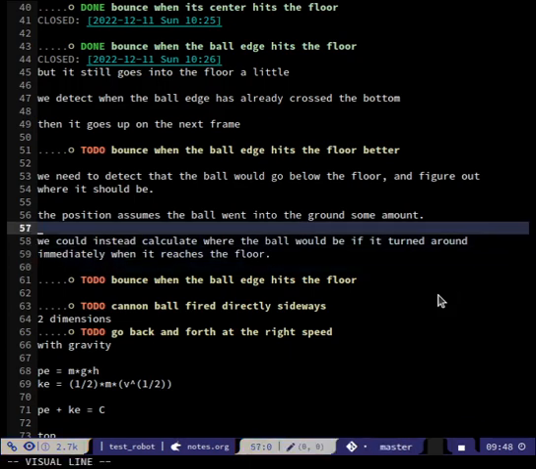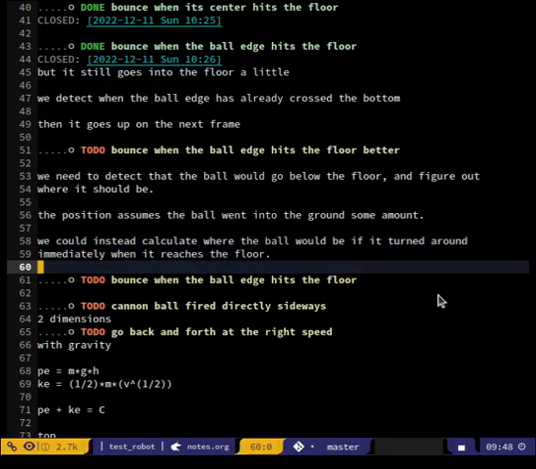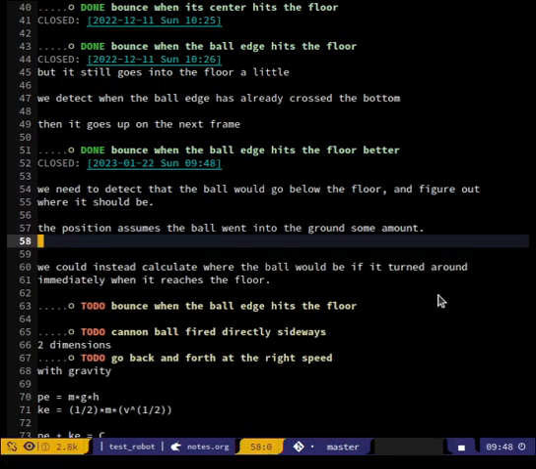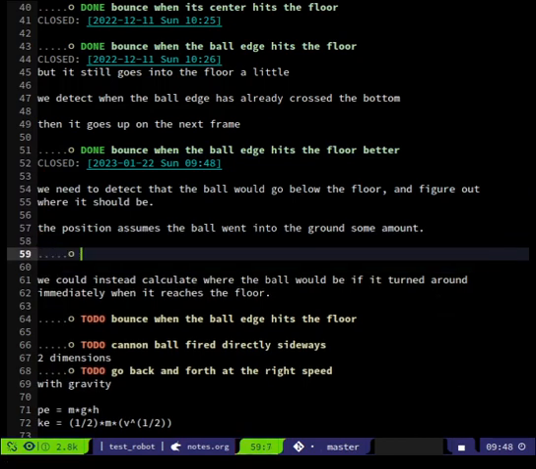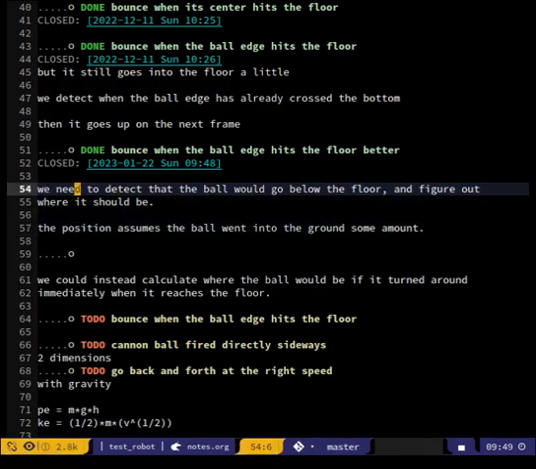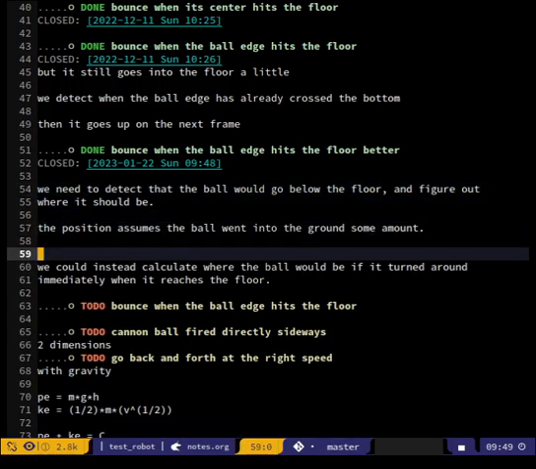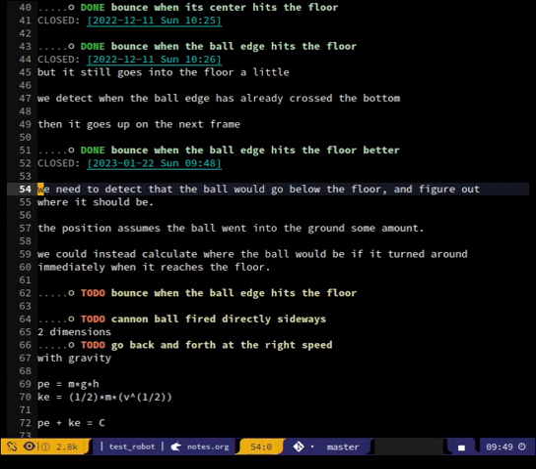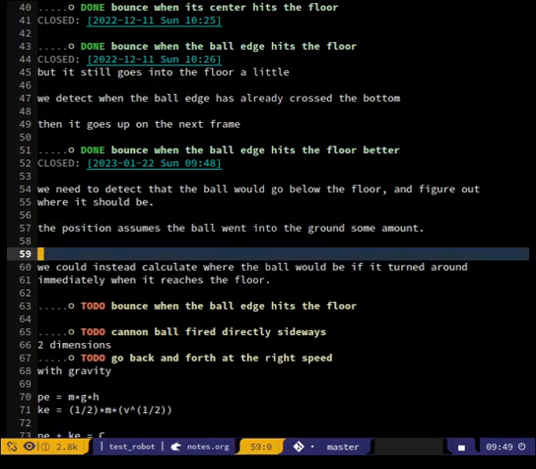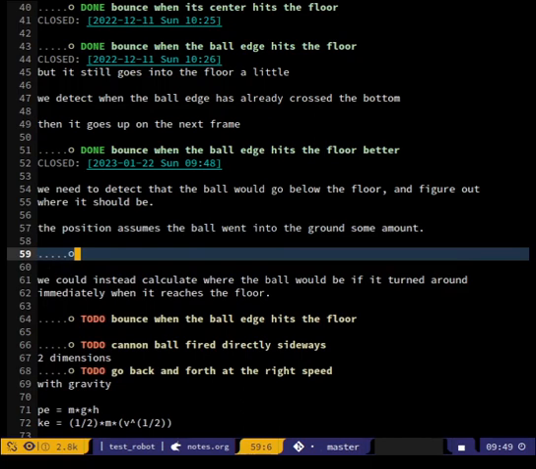We could maybe leave that for later, or we could try to do that right now. I feel like we've done at least a little. We did this part. Let's see. Or actually, what did we say here? Oh, no. We didn't actually do that part. Detect that the ball would go below the floor and figure out where it should be. Position assumes the ball went into the ground some amount. Oh, yeah. Okay, so we did do that. And now this is another to-do.